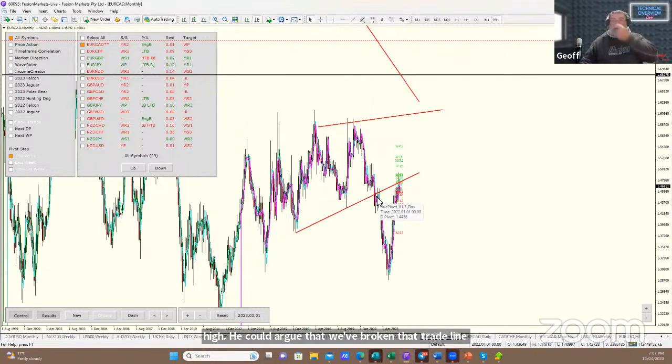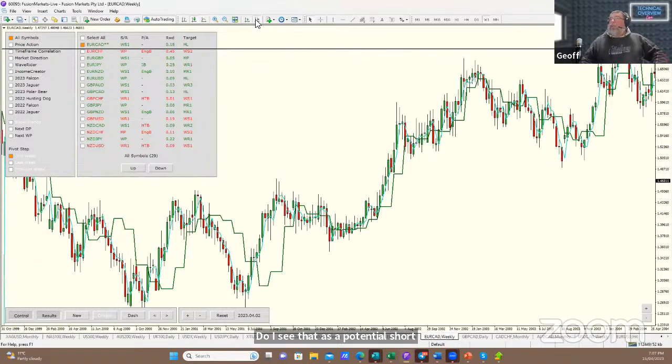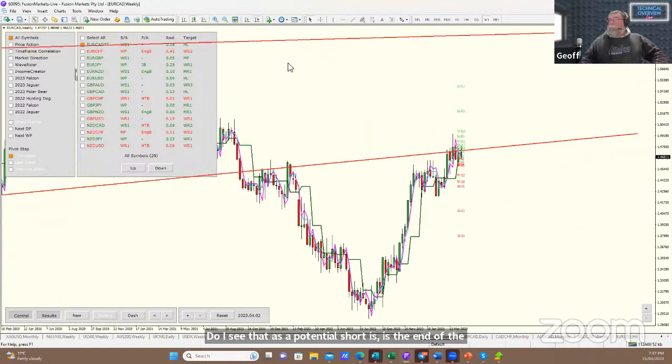So I go through all that process and make sure that I'm getting everything right here. Do I see that as a potential short at the end of the day? That's what I'm looking for, because that's what the bar is telling me. And the answer for me, quite frankly, is yes, I do. Because we are at a resistance level. We have retested that trend line. So I agree with the direction.